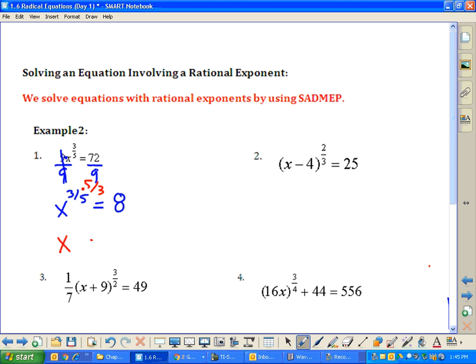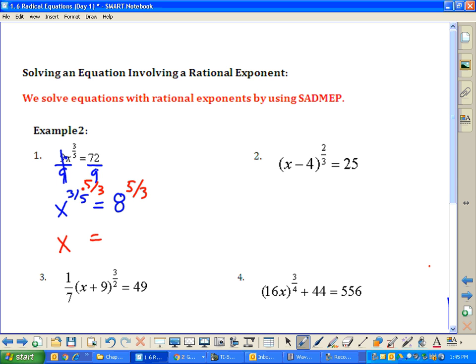You're all familiar with the golden rule of algebra. What you do to one side of an equal sign, you must do to the other. Yes, very good. So if I raise this entire left side to the 5/3, I have to raise the entire right side. So even if there's other stuff over here, I also have to raise that to the 5/3 power.